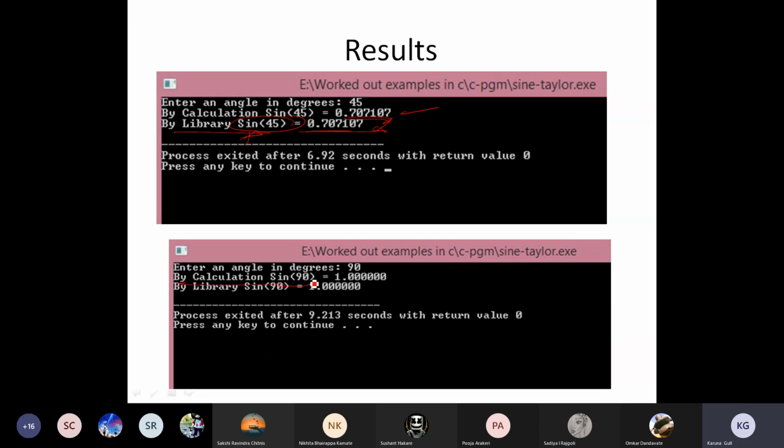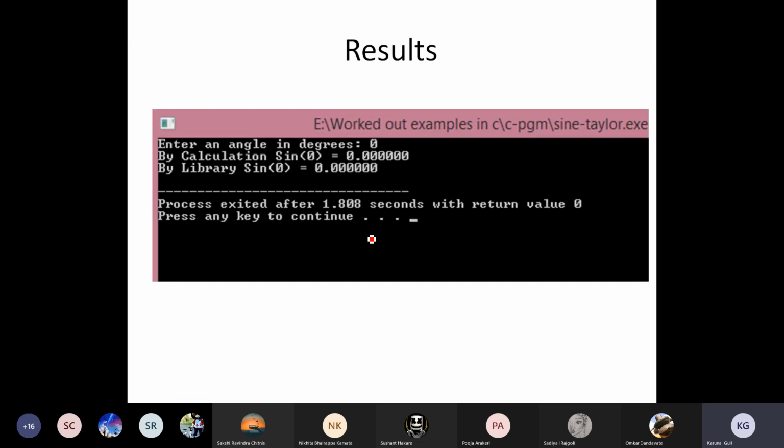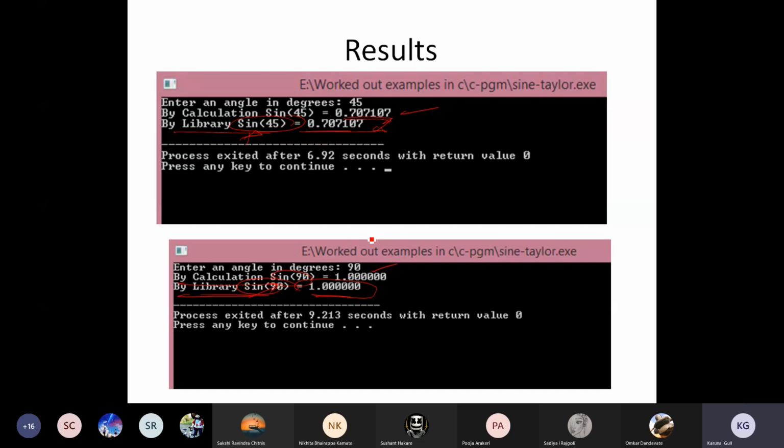By calculation, sine of 90 is 1 here. Using the library function, sine of 90 is also 1, so both are equal there. I'm not saying both are always exactly equal. Sometimes they may be exactly equal, but it is not always true, because I have considered only 4 digits. Up to 4 digits, you can expect good results. Then sine of 0 is also 0 there. These are some of the examples that I have quoted for the sine.